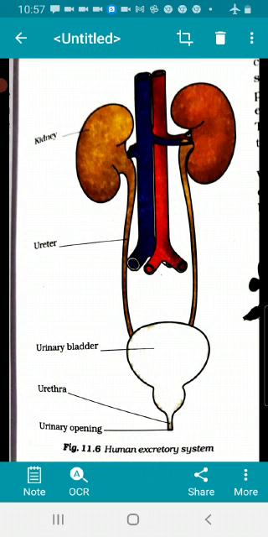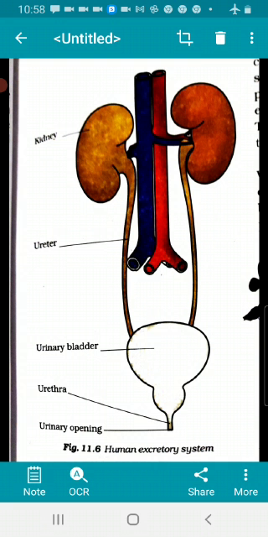The kidneys absorb the blood, and the waste is passed through the ureter and collected in the urinary bladder. When the urinary bladder is full, it is passed out through the urethra. The kidneys, ureters, bladder and the urethra form the excretory system.